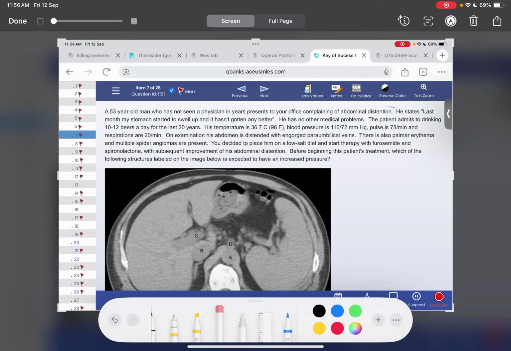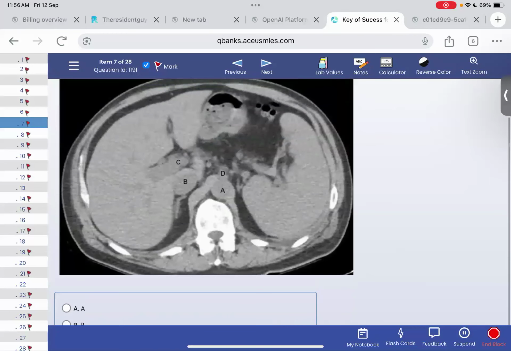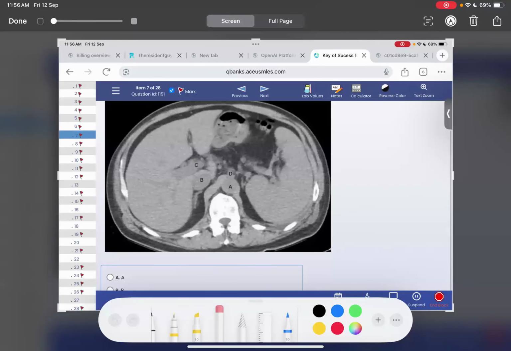Okay. So, which structure? Let's discuss the CT scan. So, wait, they are asking. Perfect. So, what's this? It is not blackish, it is whitish. What do you think? Liver. Perfect, that's the liver. Okay, what's this? Spleen. This is the spleen. Perfect.